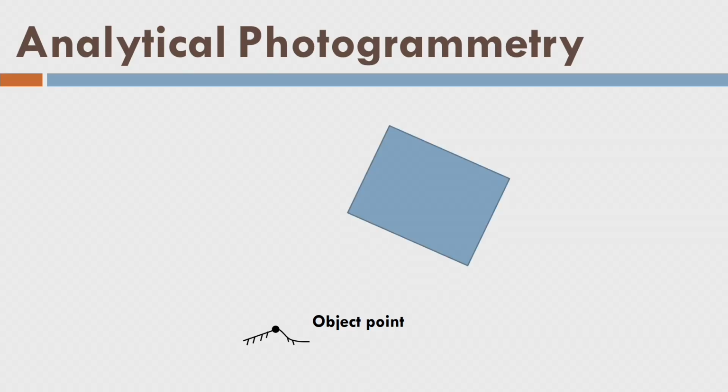Now, let us look into another one, the coplanarity. What is coplanarity? Let us look into that. So, there is an object point again here, and there are two images. Both images are acquiring some scene or some kind of information on the ground surface, and let us say this object point is acquired in both of the images.